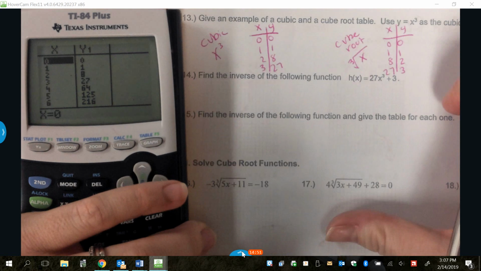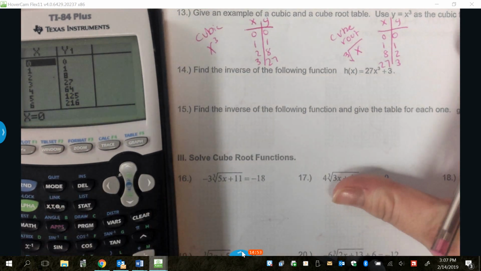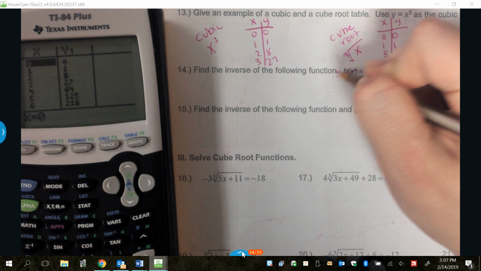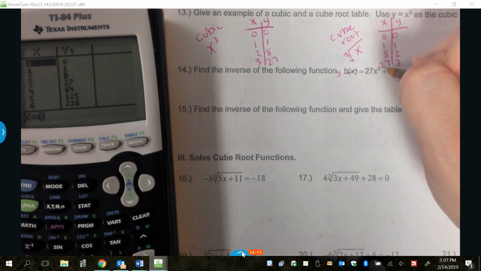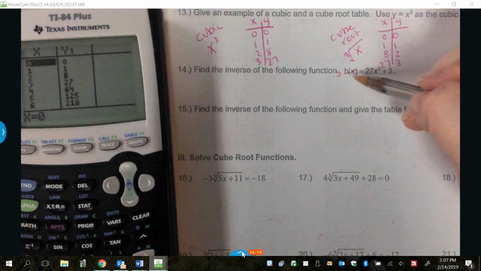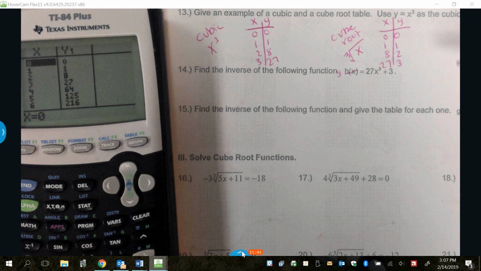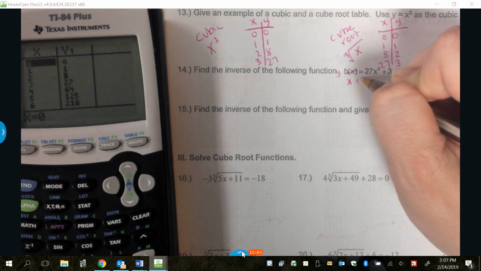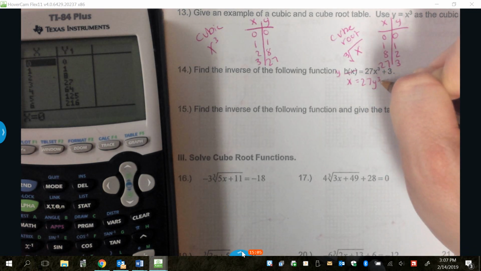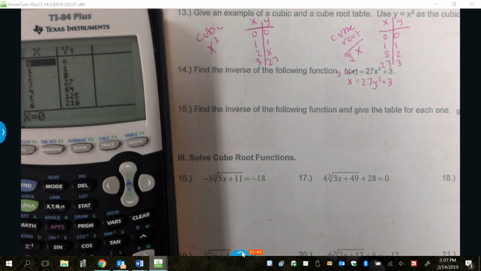Okay. Find the inverse of the following function. So I'm given this. Look at y equals 27x cubed plus 3. I realize h of x just means y. That's why I do that, because with inverse we switch our x and our y, and then we solve for y.